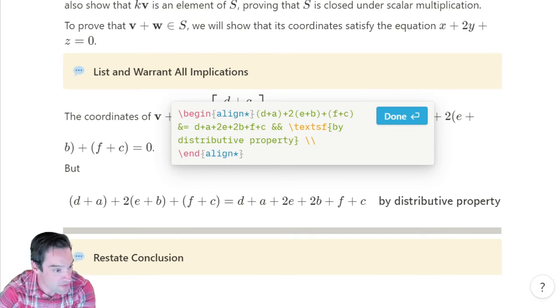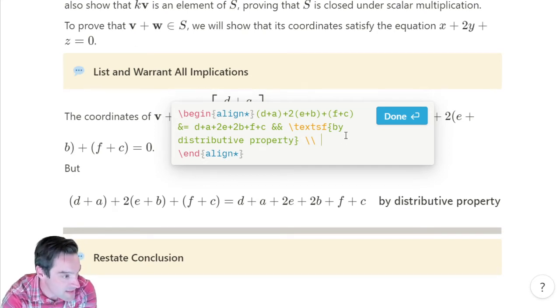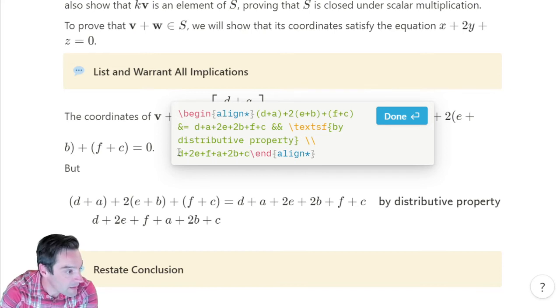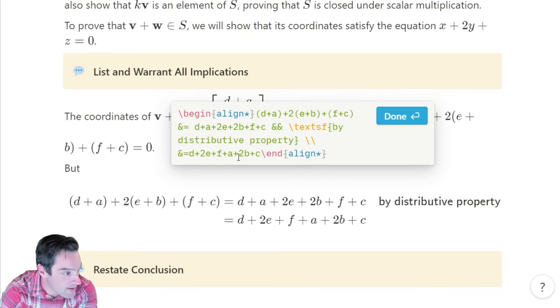Okie doke. So with our 2 back in place, what we need to do is get the D's, E's, and F's close together. So D plus 2E plus F. And then the A's, B's, and C's, A plus 2B plus C, on the right-hand side of my equal sign.